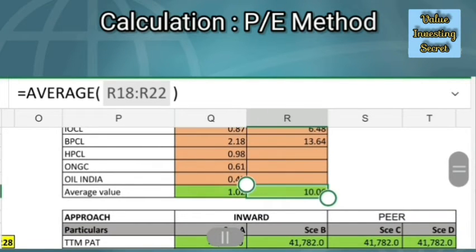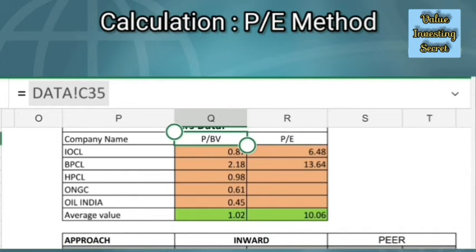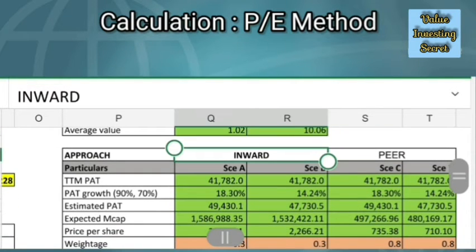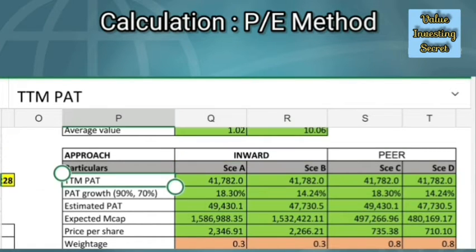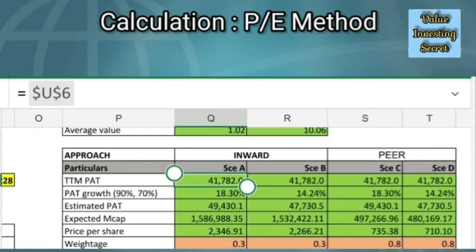So as much data as is required to estimate the different values for any company, so I have taken PE, P2BV also. So then in inward approach we will be estimating the value within the company, that is TTM PAT of Reliance Industries, and it is compared with the peers data also, so that the share price is comparatively more accurate for our calculation. Then TTM PAT we got the calculation, that is 41,782.